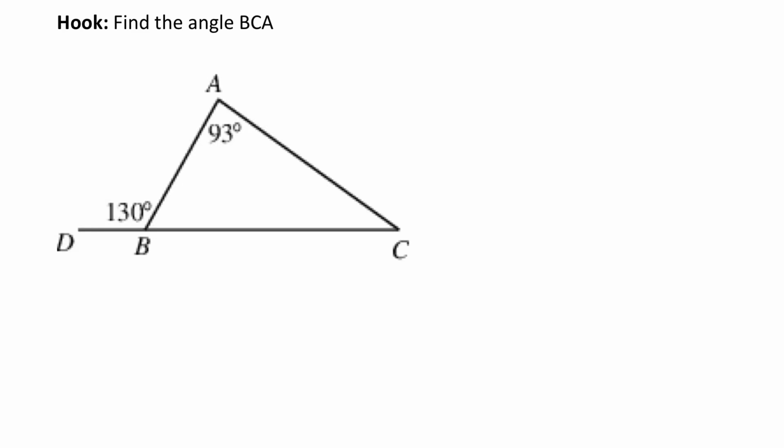Hello. In this video, we're going to look briefly at angles as we begin our new unit on trigonometry. So to start, let's take a look at this triangle. We have a triangle ABC, and one of the angles is 93. And we'd like to find the other two angles.